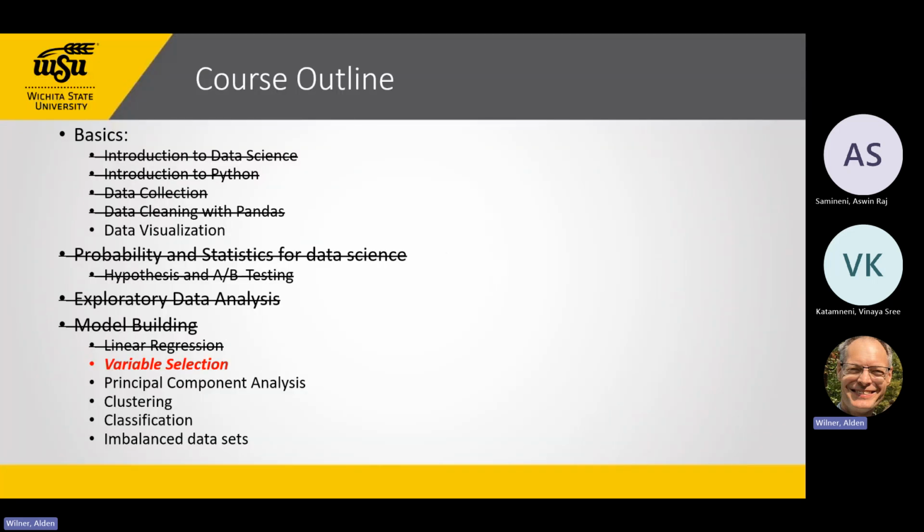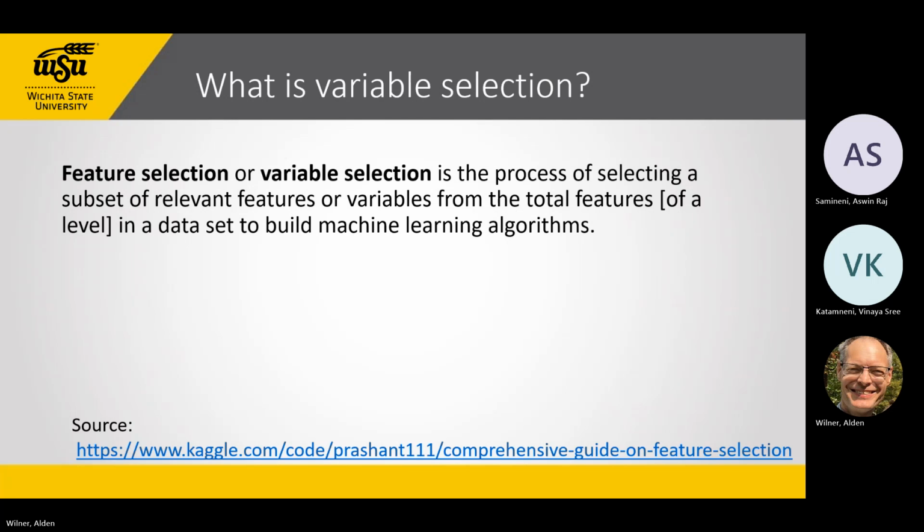So in the course outline, we've done a whole bunch of stuff. We still haven't gone back and done our data visualization lab. Again, that's going to be Wednesday. So we're down here to variable selection. What is it? Well, it's just basically picking the subset of features that are the most relevant in your data set in order to build your machine learning algorithms, in order to work with your data.